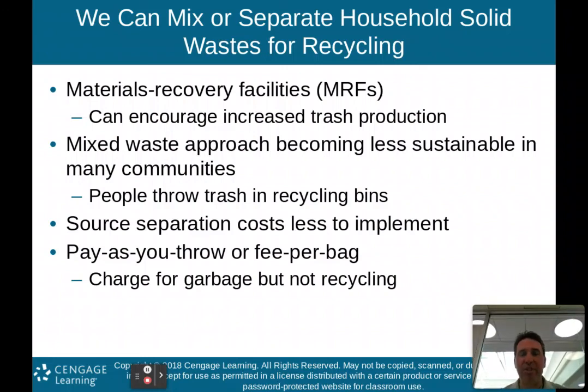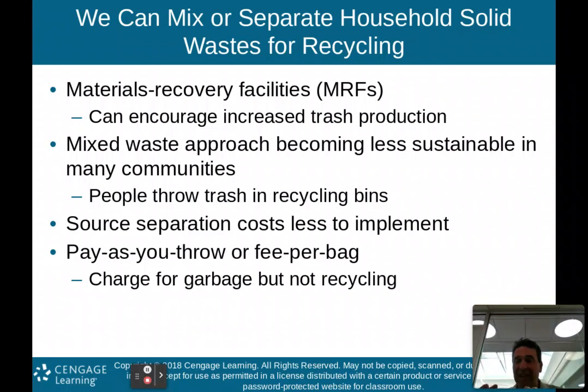So what happens is people throw trash in recycling bins. So that's what we're kind of doing. Source separation costs less to implement, and there's pay-as-you-throw, or a fee for a bag of garbage, a charge for garbage, but not recycling. So again, we can charge for garbage, but maybe we don't charge for recycling. Basically, the mixed waste approach is becoming less sustainable because we don't have the money for people to sit there and pick your waste out.